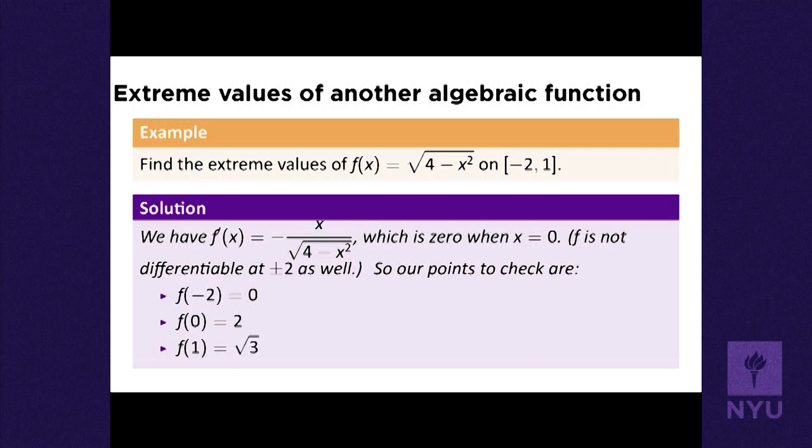Now, which one's bigger, 2 or the square root of 3? 2 is bigger. It's the square root of 4. That's bigger than the square root of 3. Okay, so there's your absolute minimum when x equals minus 2. Your absolute maximum is when x equals 0, y is 2. And then 1 comma square root of 3 is an endpoint, but it's not a global maximum, it's a local maximum. Okay. So there you go.